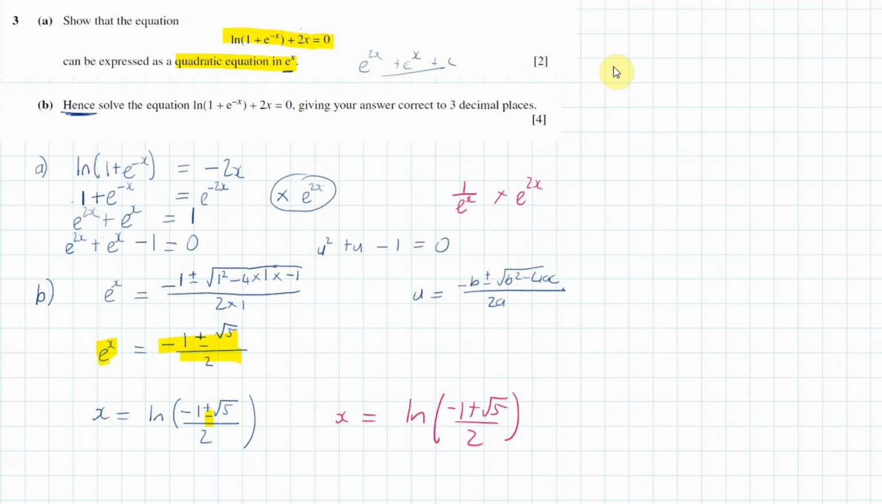Ln of (minus 1 plus square root 5) over 2. And this gives me negative 0.481, and I'm going to 3 decimal places, and that is my final answer there.